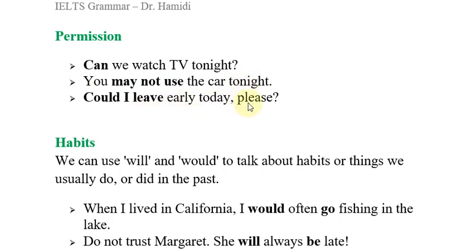Could I leave early today, please? Well, here you're asking for permission, asking for something. Could I leave early today, please? Am I allowed to leave early today?